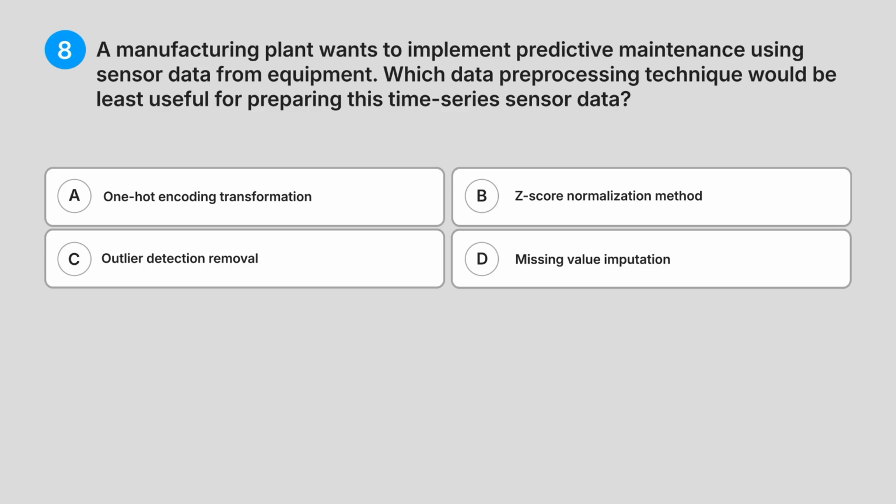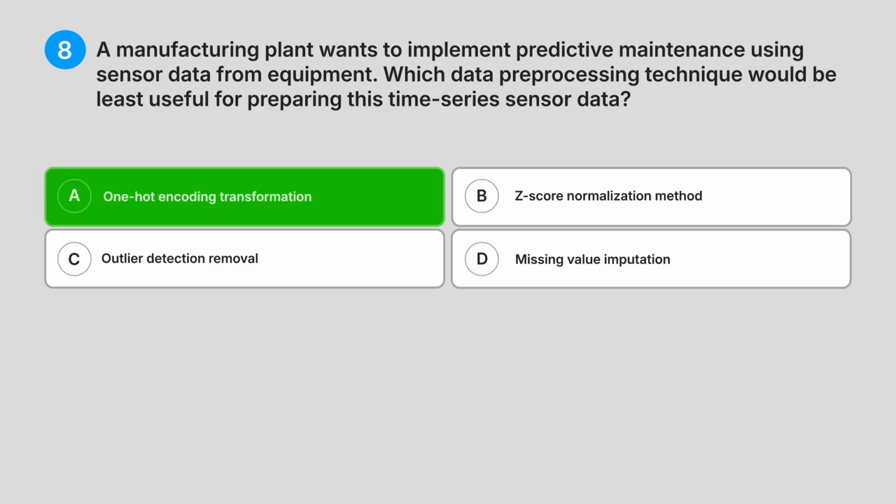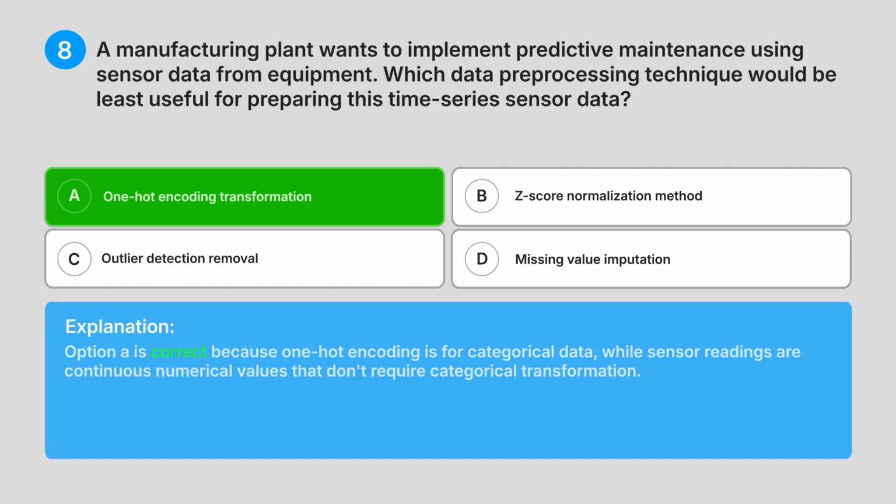Correct answer. A. One-hot encoding transformation. Explanation. Option A is correct because one-hot encoding is for categorical data, while sensor readings are continuous numerical values that don't require categorical transformation.